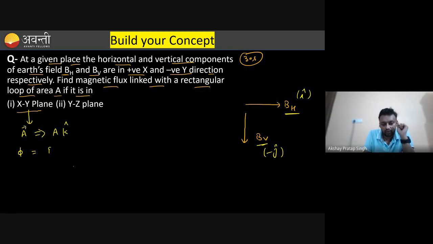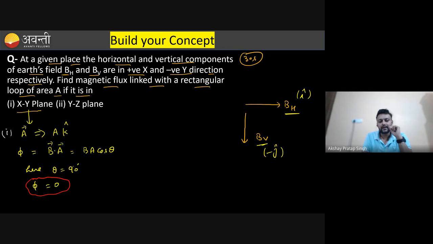We know the formula phi is equal to B dot A, or you can write it as BA cos theta. So theta in every situation is 90 degrees. That means the flux will be 0. I hope this is very simple to you. This was the first part.